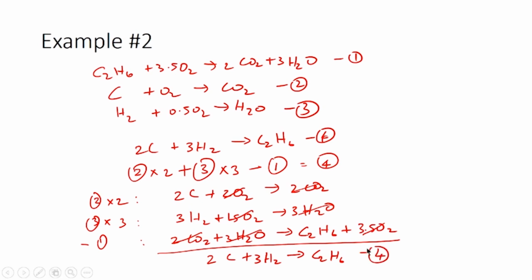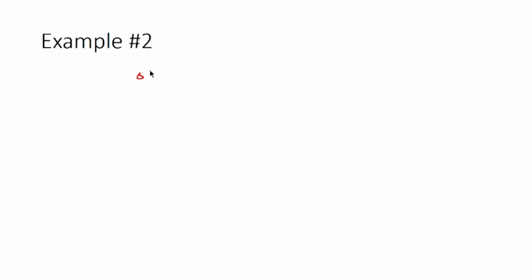Now that I have this equation, I know what algebraic operation has to be performed on reactions 1, 2 and 3 to get the fourth reaction. So, I can perform the same operations on the heats of reaction to get the heat of reaction for the fourth reaction. The standard heat of reaction for the fourth reaction would be equal to 2 delta HR2 plus 3 delta HR of reaction 3 minus delta HR1.